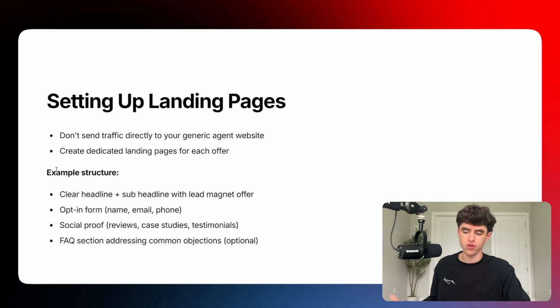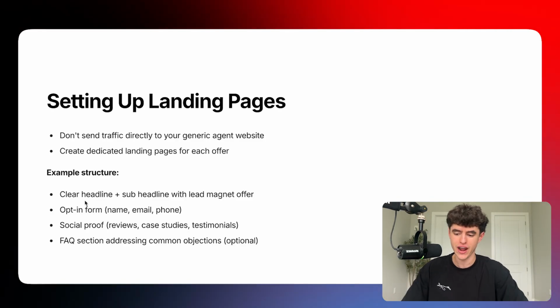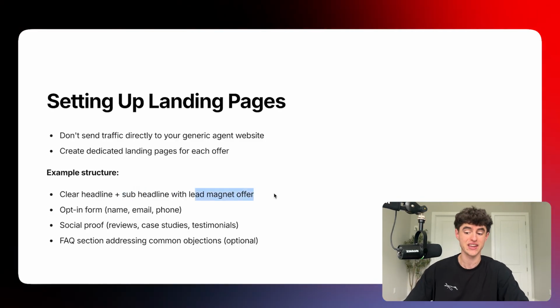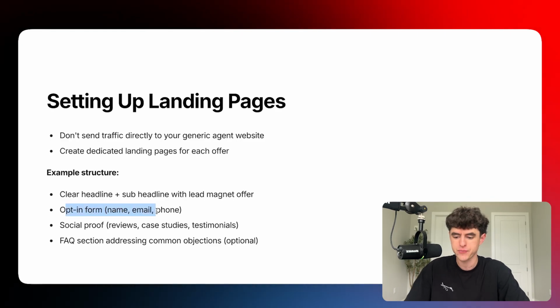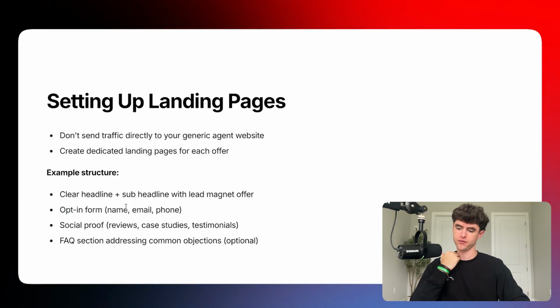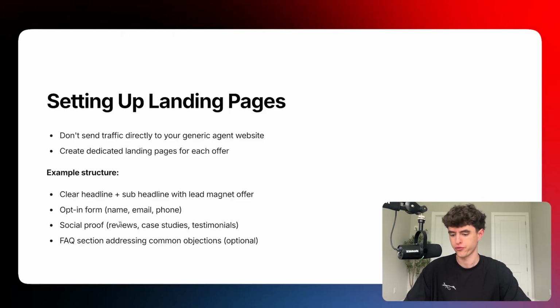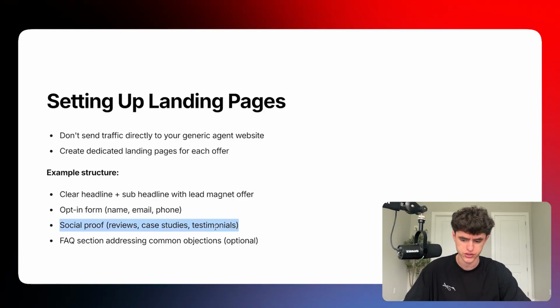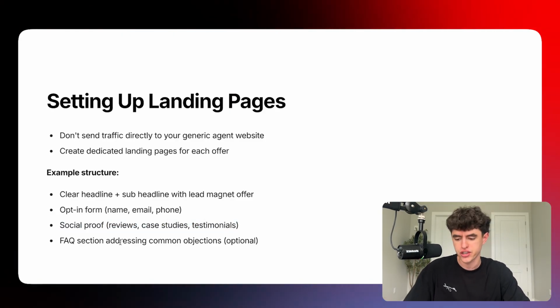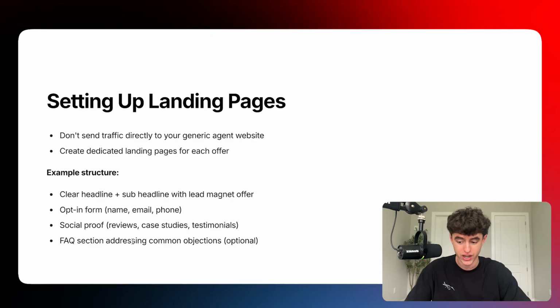So for an example structure, at the top of the page, you'll want a clear headline and then a sub-headline with the lead magnet offer. Then you'll have an opt-in form, maybe to the right of it or just below it, like name, email, and phone number. Below that, I would have social proof: reviews, case studies, testimonials. And then at the bottom, have an FAQ section addressing all the common objections.